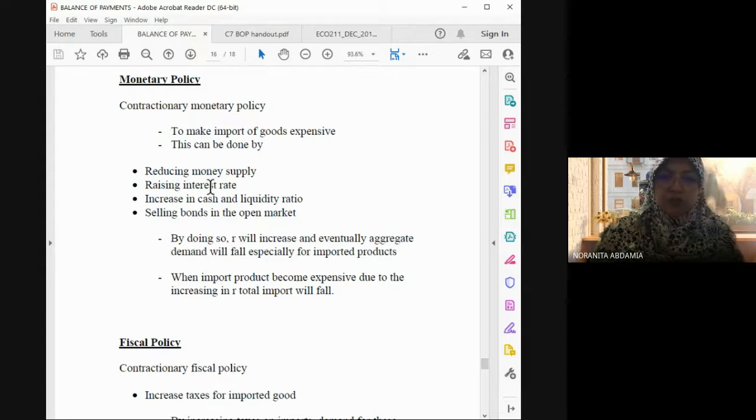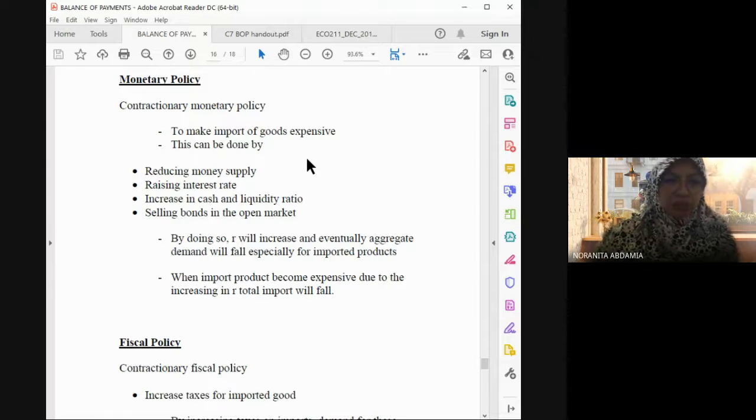And what is the purpose of doing this? The purpose is actually to make imported goods expensive. Kita nak buatkan supaya harga barang import ni lebih mahal. We cannot tell our people, do not buy imported goods. Tak boleh. That will worsen our international relationships. Imagine at the same time we import goods from the US, but we announce to our people, don't buy US goods because they are expensive. What do you expect to happen between two countries? There will be a war.